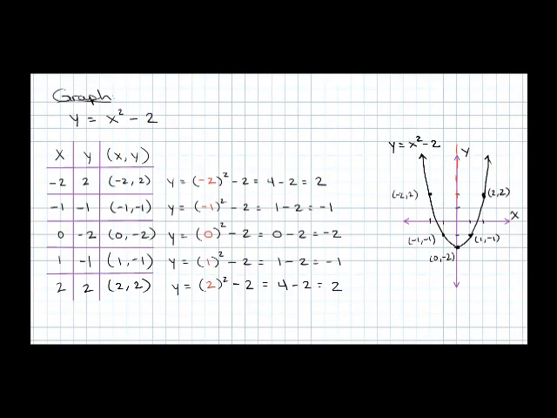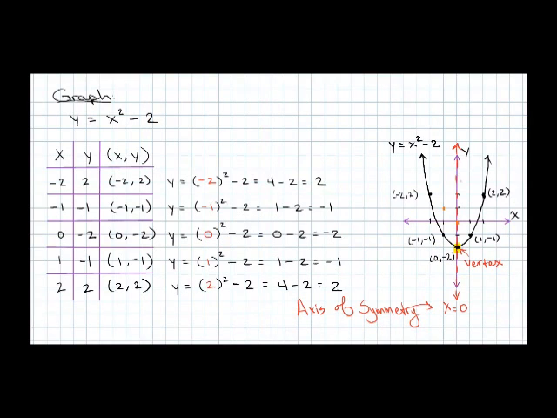If I compare it to the parent graph, it looks like everything got shifted down 2 spaces. Let me draw my axis of symmetry. My axis of symmetry once again goes right through the vertex, and it's right on top of the y-axis. The equation is x equal to 0, and I made it with that dashed line there. There's my vertex, 0, negative 2, the lowest point on my parabola in this case.